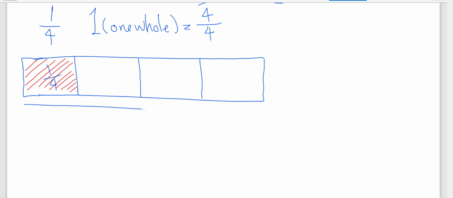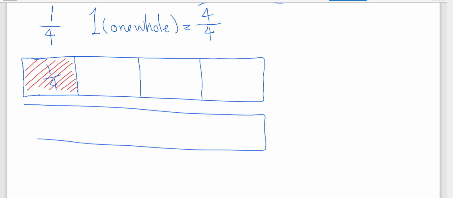If we have another 1 whole and want to get the equivalent fraction 2/4, at the first, we divide 1 whole into 2 halves, then each half into halves. If we divide each part into 2 equal parts, now how many parts do we have? 1, 2, 3, 4, 5, 6, 7, 8. Each part is called an eighth.